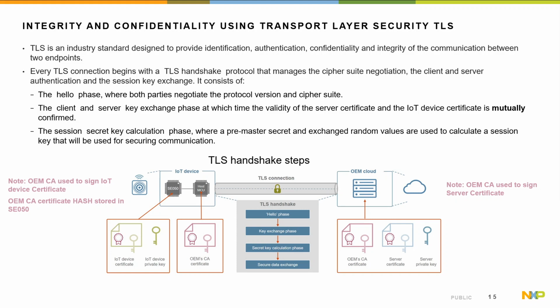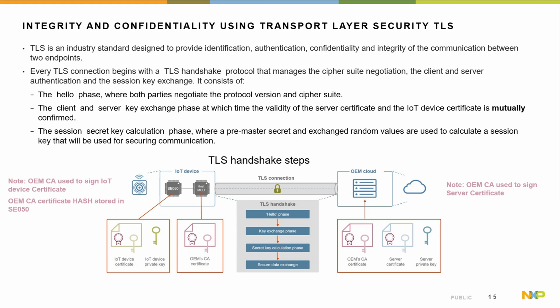So it consists of first the hello phase. So here we've got the cloud and the device negotiating the protocol, the version, and the cipher suite. Now the client and server key exchange phase begins, and that's where we're exchanging the certificate. So we'll have the cloud certificate and the device certificate. And those certificates, because they are related to the same CA, will be mutually authenticated or mutually confirmed, because, as I say, they are related to each other.